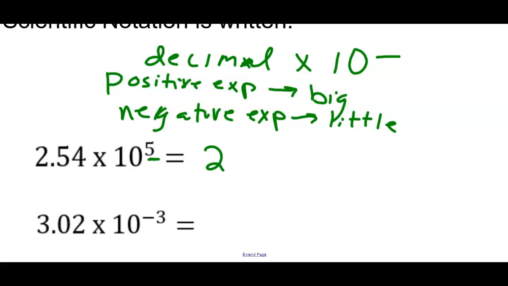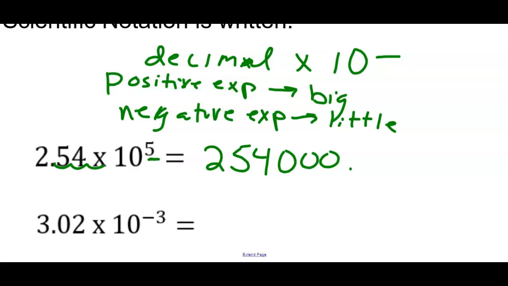So I've got 2.54. That's going to change to 254, right? I'm going to get rid of my decimal, but I have to move this 5 spaces, right? My 2, 5 and 4 take up 3 places, so how many more zeros do I need? 2, 1, 2. So now I have a new decimal here. If I move that back, 1, 2, 3, 4, 5, I end up back where I was.